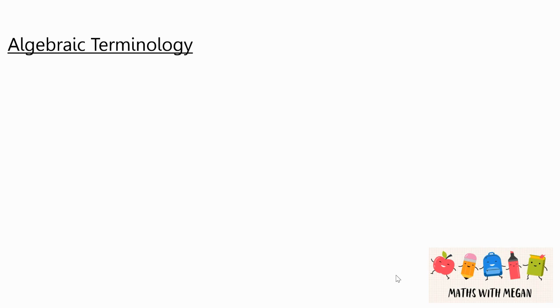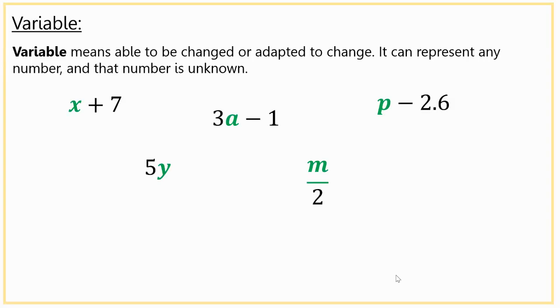For our first video today, we are going to be looking at algebraic terminology, which is a really key skill to understand so that when you go on and use algebra in its many uses, you can then apply your vocabulary. So a variable, this is something that can be changed or can adapt to change.